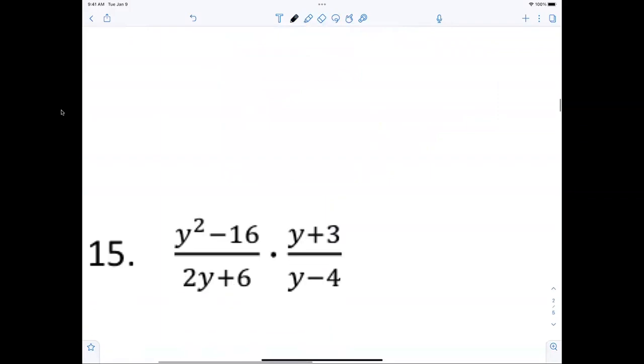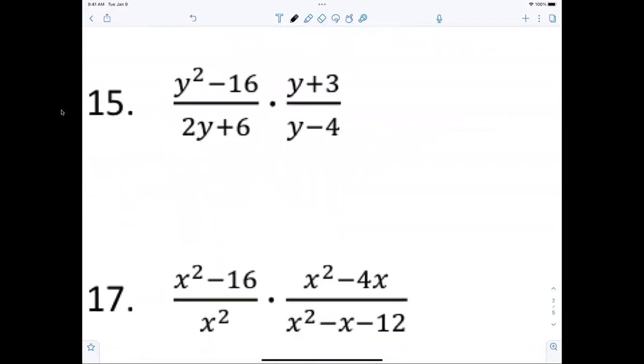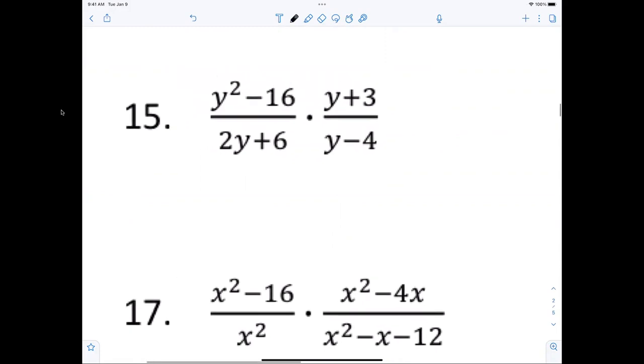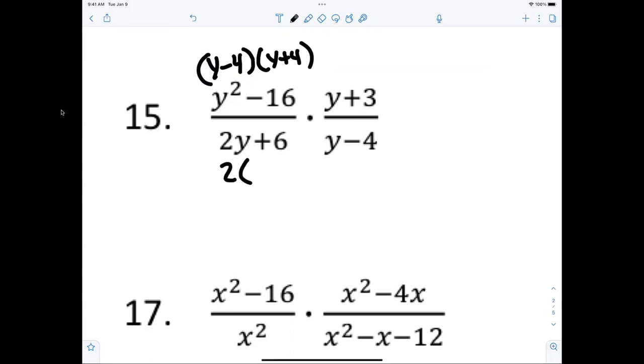All right, here we go. Let's knock out 15. I'm feeling pretty confident about 15 now. y squared minus 16 factors to what? y minus 4 and y plus 4. And then what about the 2y plus 6? Pull out a 2. That becomes what? Yes, 2 times the parentheses y plus 3.